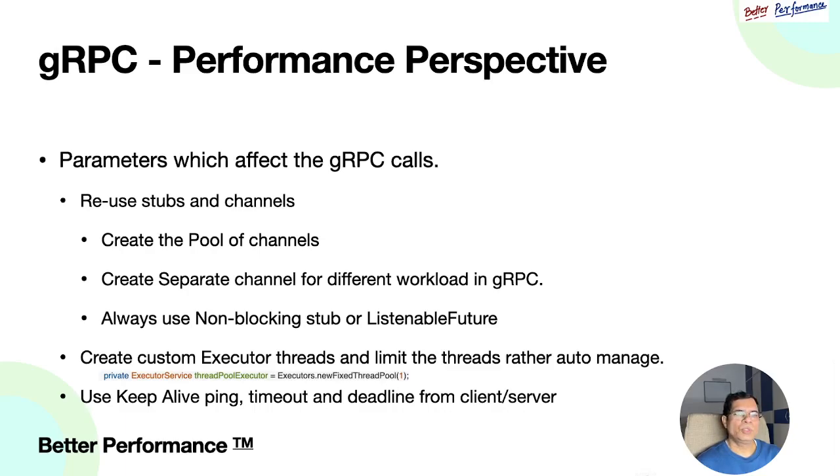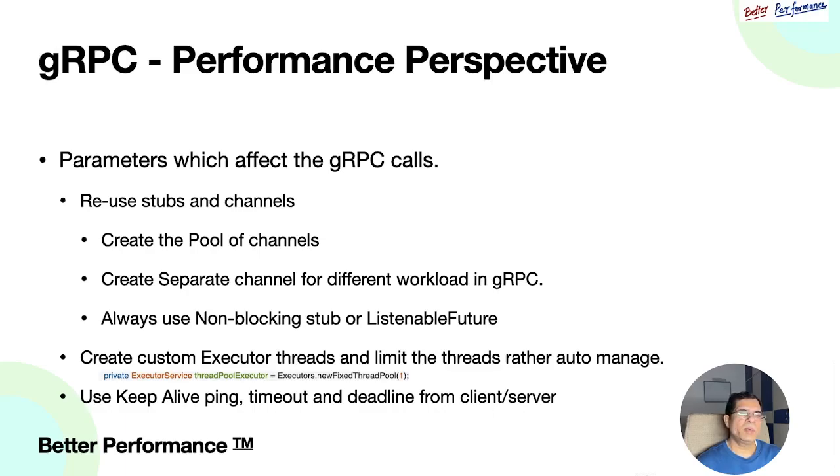Also, you should use a non-blocking stub or listenable future. What is that? If you use a blocking stub, it blocks the next thread from being executed until it completes its response and gives it back. But in the listenable future, you give the request, it says okay, it has accepted that information. Now, in future, you define when you want to pick up that information. So once it completes the request, it sends back a stream to the client, listening that your request has been completed and here is the response.